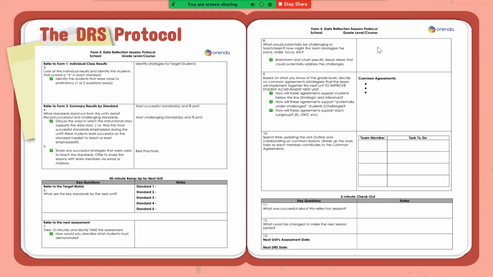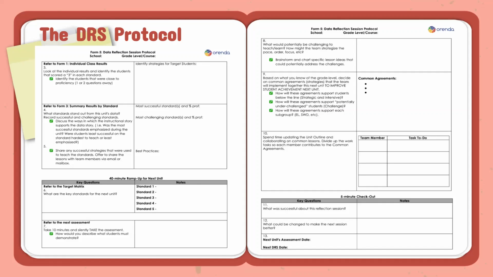In step 8, you will come back together as a team to discuss challenges observed on the assessment and how you, as a team, can address those challenges in your instruction of the next unit. In step 9, based on your team discussion, make common grade level agreements to support student learning. Remember, your agreements should be specific. Don't forget to include how many times a week and for how long you will be implementing the agreed upon strategies. In step 10, you will divide the work required to make your agreements a reality between team members.